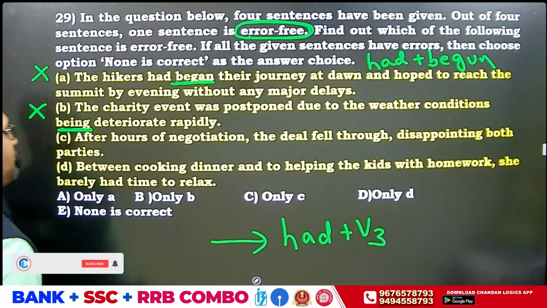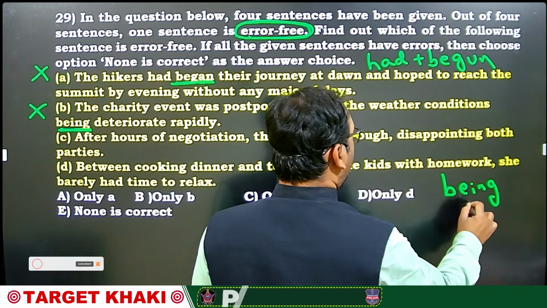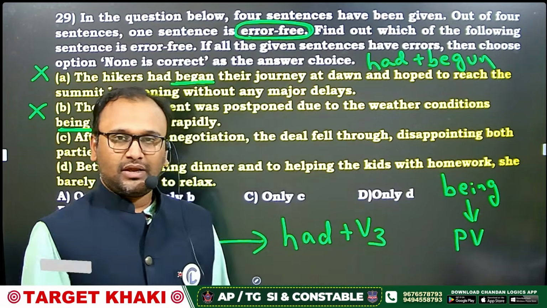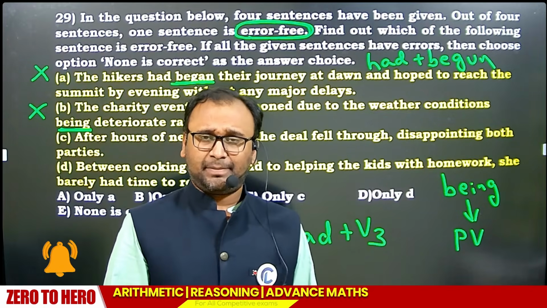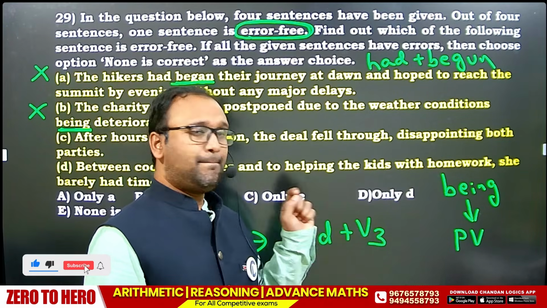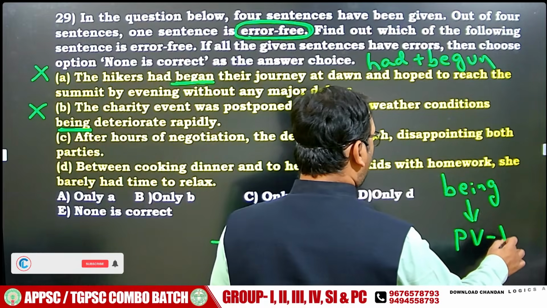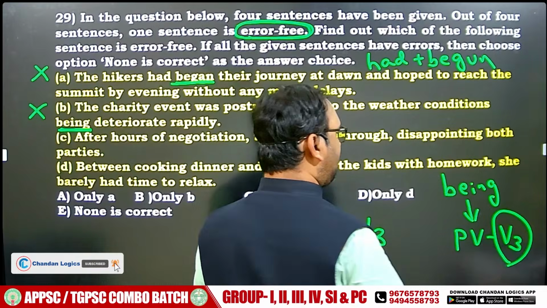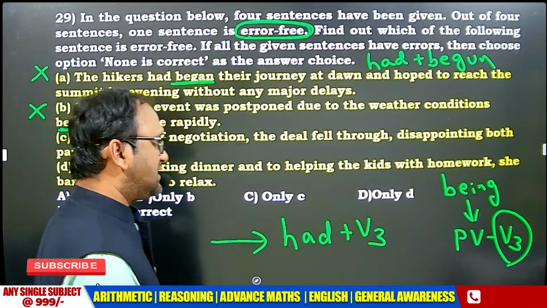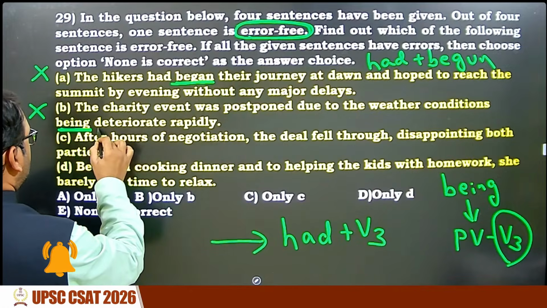Being. My dear friends, in English grammar, being is a beautiful word. Being is only used in passive voice. How many of you know this? There are three be forms: be, been, being. So in English there is a beautiful rule: being is used only in passive voice. In passive voice, the verb must be only V3. So here there is being, which means only V3 must be used.